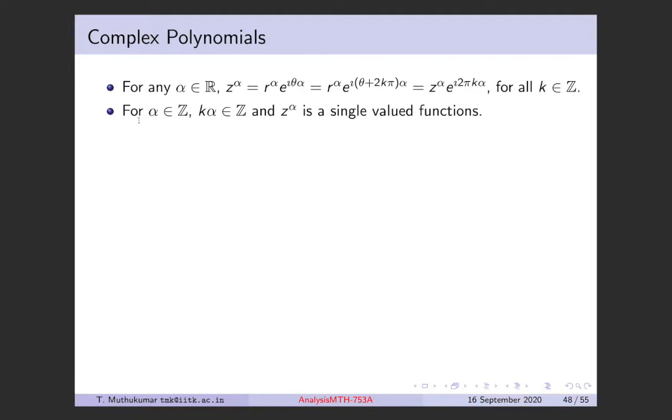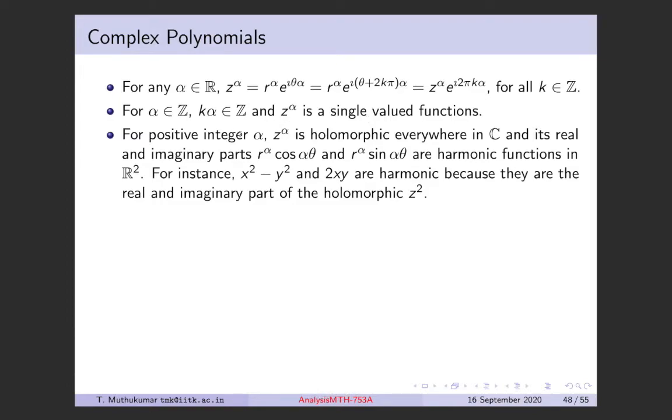Like, if you take, for instance, alpha to be an integer, then k alpha is an integer, then this e^(i 2 pi k alpha) is actually 1. So in that case, z^alpha is single valued. So whenever alpha is an integer, z^alpha is single valued. For positive integer alpha, z^alpha is holomorphic everywhere in C. Let me show that. Okay, so it's a holomorphic function. For positive integer, it's single valued, so it's holomorphic in the entire C.